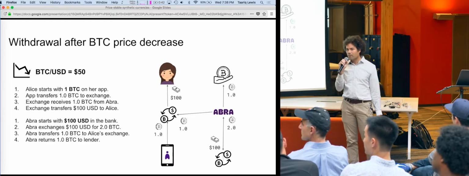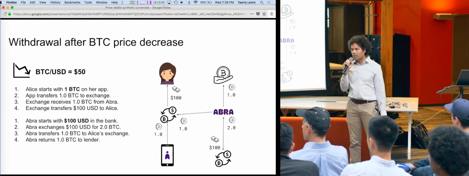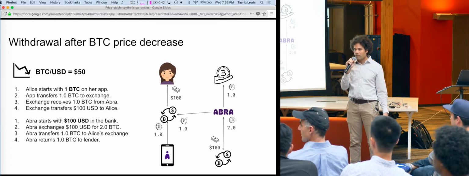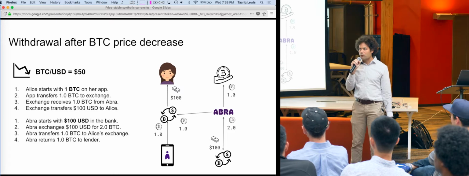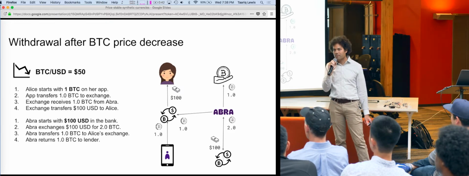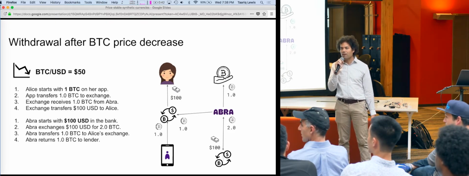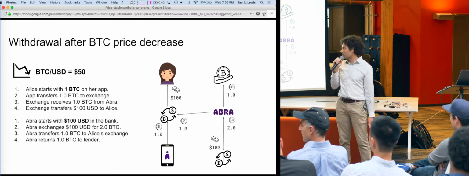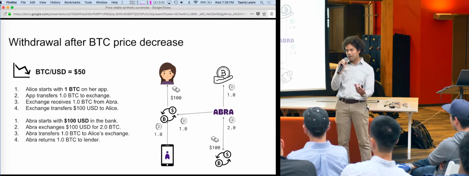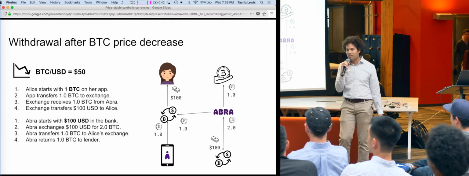So this step one there says Alice starts with 1 BTC on her app. Is her app showing her 1 BTC or is it showing her $100? It shows her the $100. So the point is that she has $100 coming, not that she has one. Yeah, this is showing more just kind of the back end, how it works. So it's all unknown to Alice.